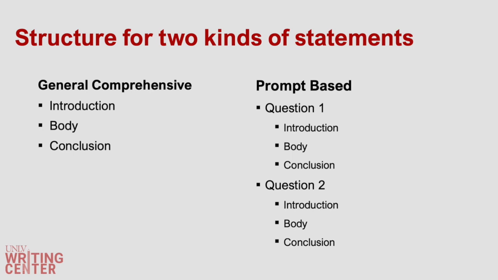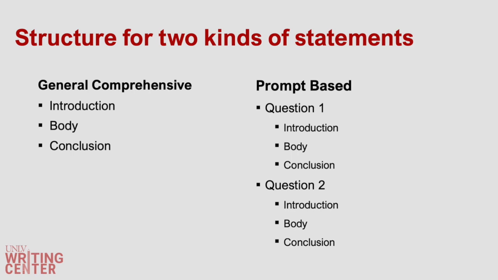Once you've given some thought to what you want to write about in your statement, it's good to create an outline that guides you through the drafting process. However, the structure and organization of your statement of purpose will be dependent upon which type of statement you are asked to write. A general comprehensive statement of purpose is typically written as either a letter or an essay. Both will be one cohesive text that covers everything you need to say in it.